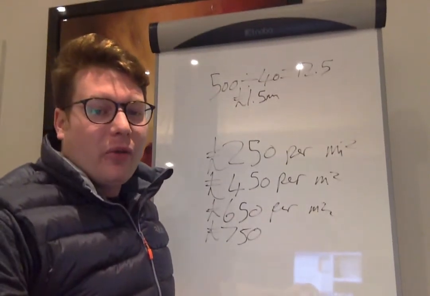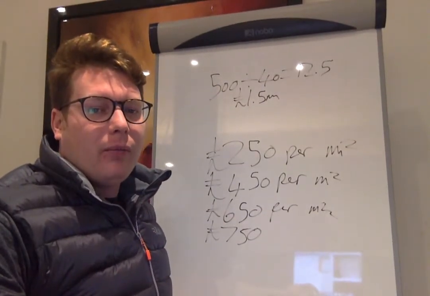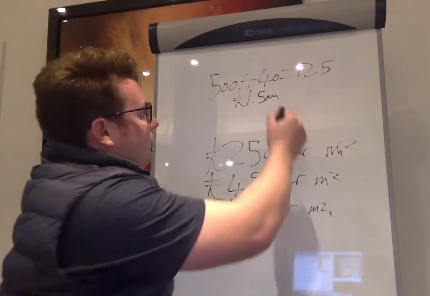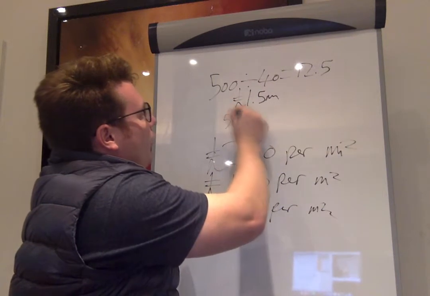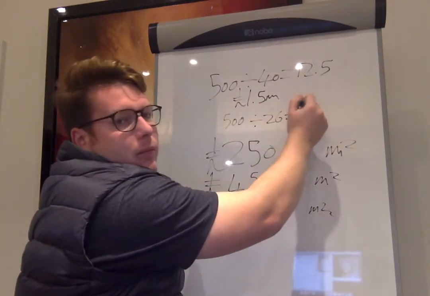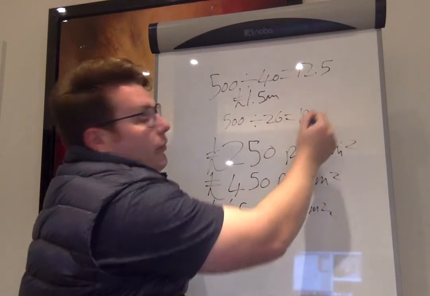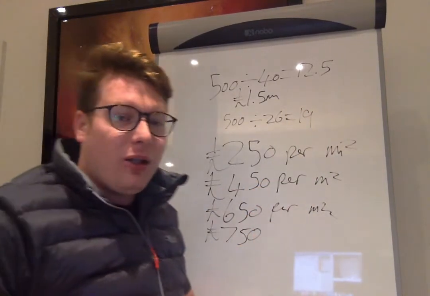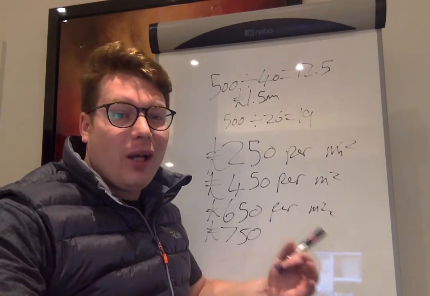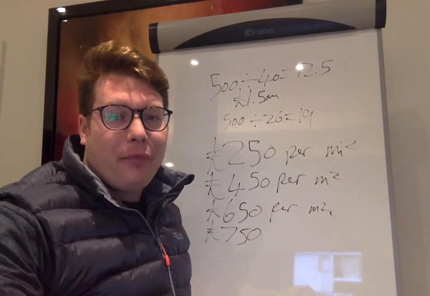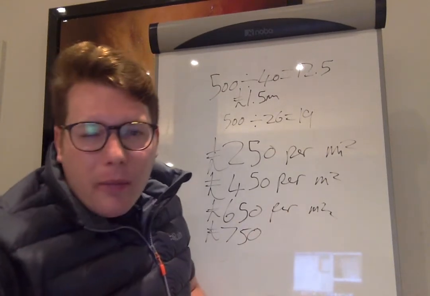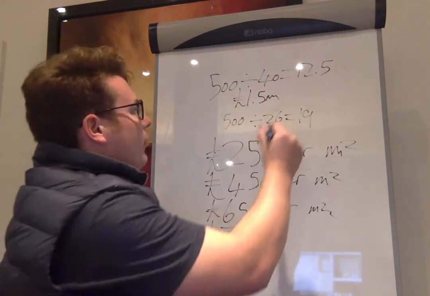So let's get 500 square metres again. Divide that by 26. So 19. So 500 divided by 26 equals 19 HMO rooms. So if you had 19 HMO rooms and you times that by an average rent of £600 per month, times that by 12 to get your per annum cost, that is 138,000.